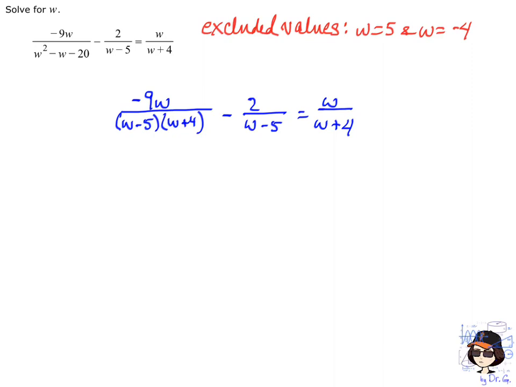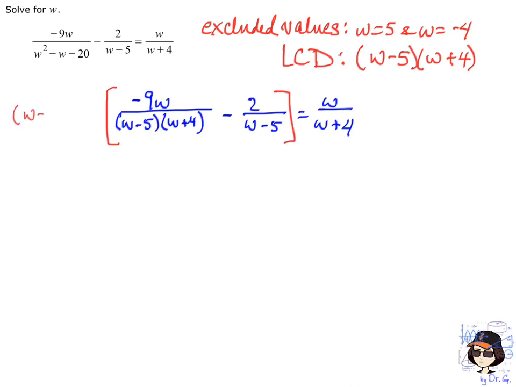So now what's the least common denominator? The LCD is going to be just the product, w minus 5 times w plus 4. So now remember what we're going to do with the LCD. We're not going to rewrite the fractions using common denominators. What we're going to do is multiply both sides by that product, w minus 5 times w plus 4. So let's write that out.